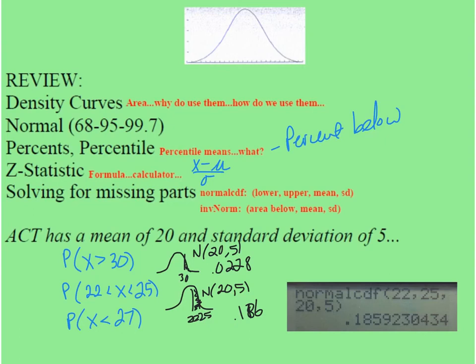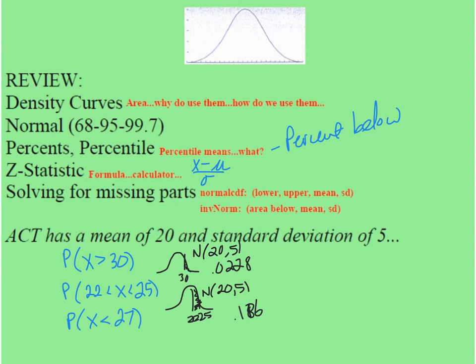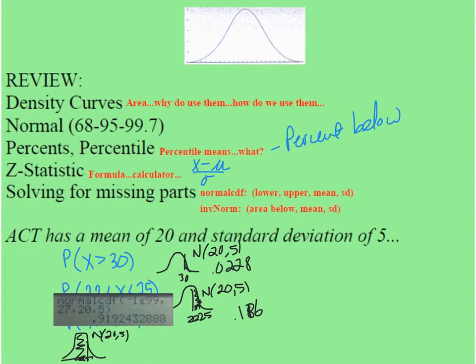And finally, less than 27. Well, let's once again draw our picture. I'll put it just below it here. Not a great normal curve. 25, and there's 27, shade below. Okay, and please remember that is the work that's expected of you. Okay, and there it is, 0.919.